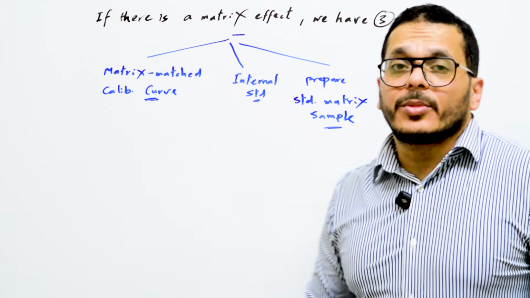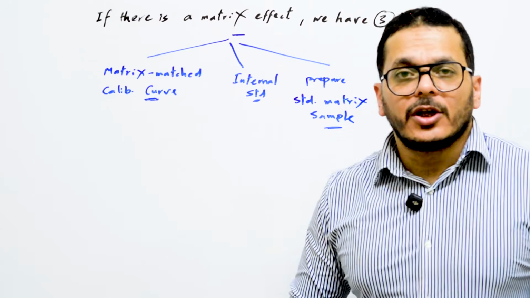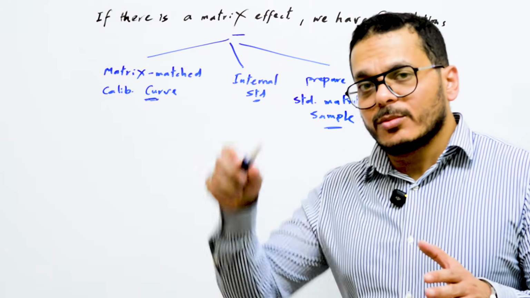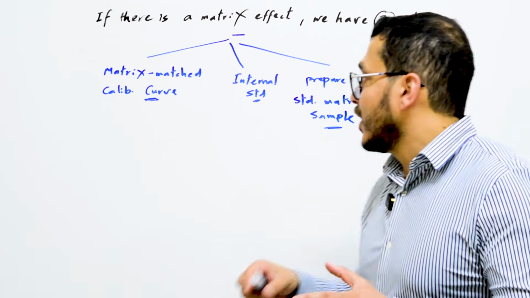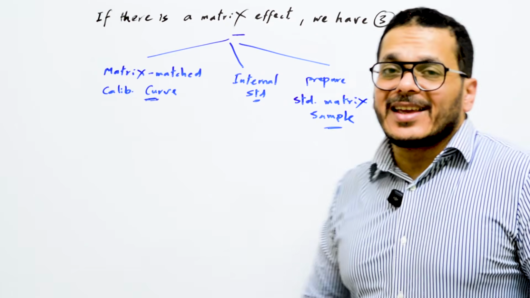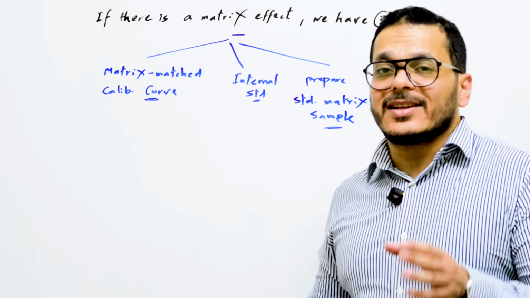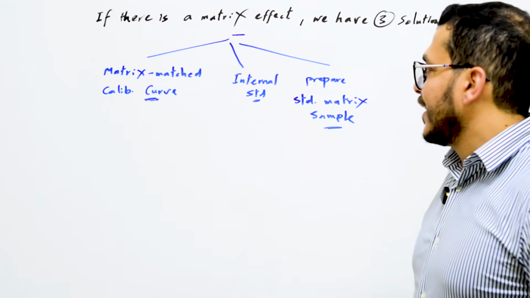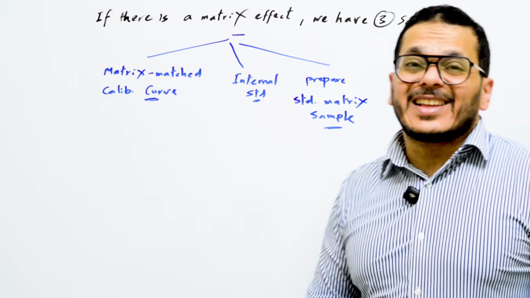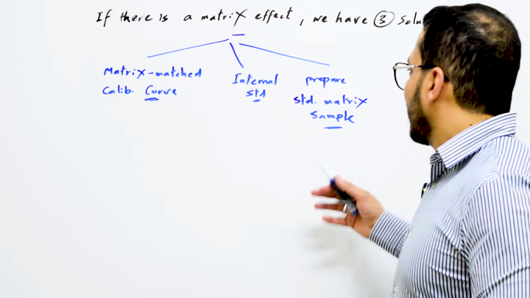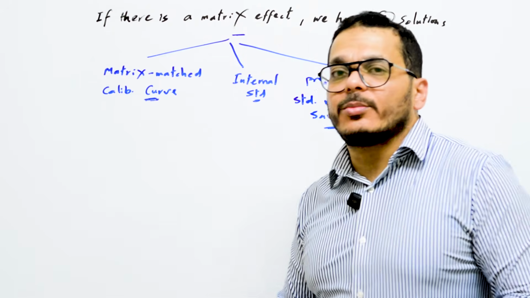First solution, to prepare a matrix matched calibration curve, to prepare the calibration curve but on the matrix itself. And the second solution is to use an internal standard. Every one will be explained in detail. And the last one, and the easiest way, is to prepare a standard matrix sample, and that will also be explained.